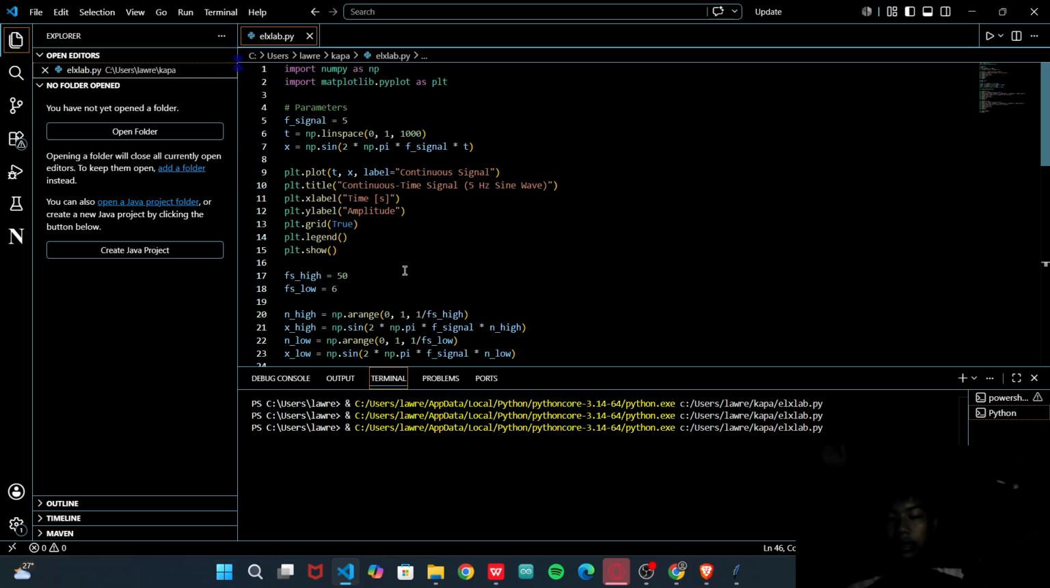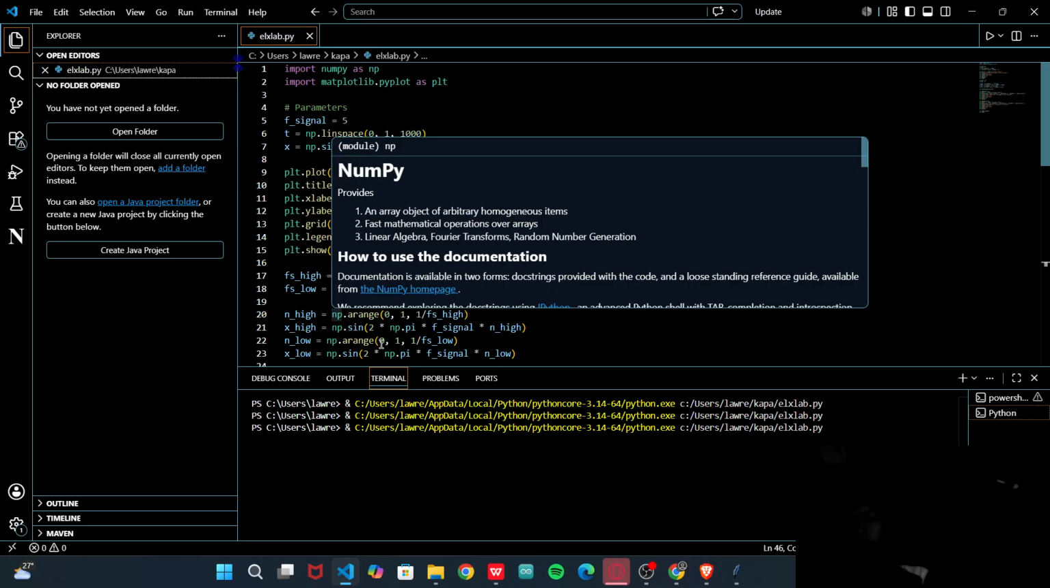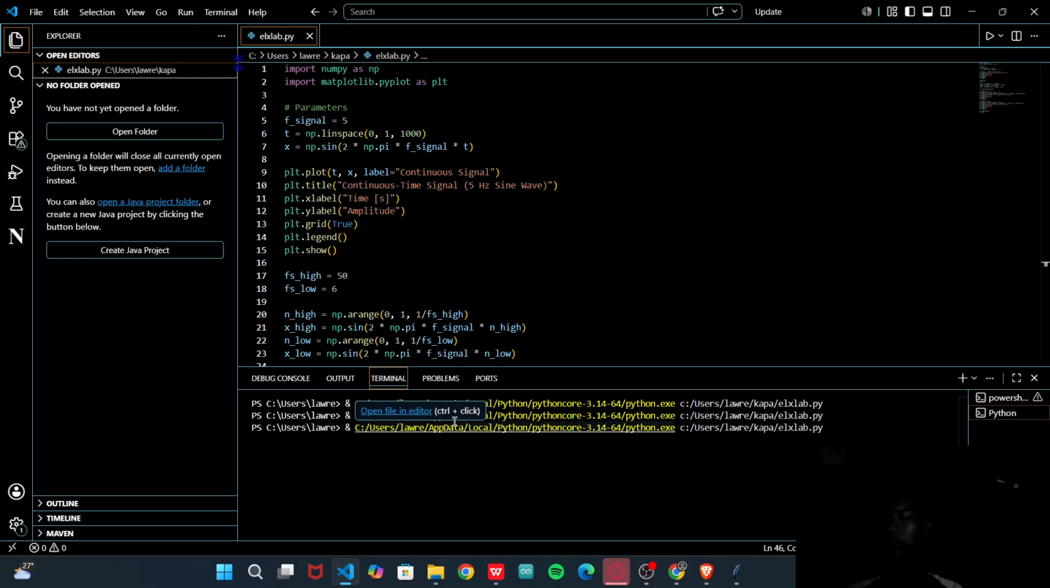Now, setting the sampling rates. We define fs_high equal to 50 Hz, which means we take 50 samples per second. According to the Nyquist theorem, to avoid aliasing, we need to sample at least twice the signal frequency. Our signal is 5 Hz, so the minimum sampling rate is 10 Hz. Since 50 is well above this, we now set fs_low to 6 Hz. This is below the Nyquist rate of 10 Hz, so this will cause aliasing.